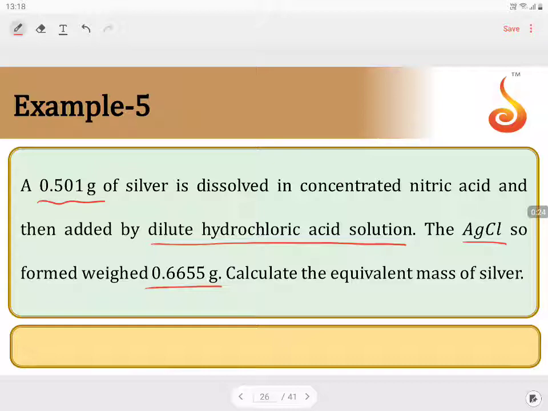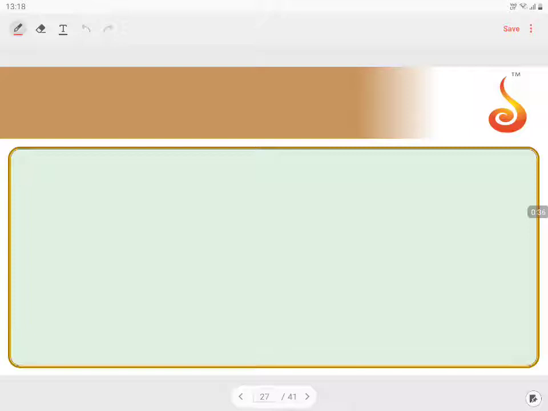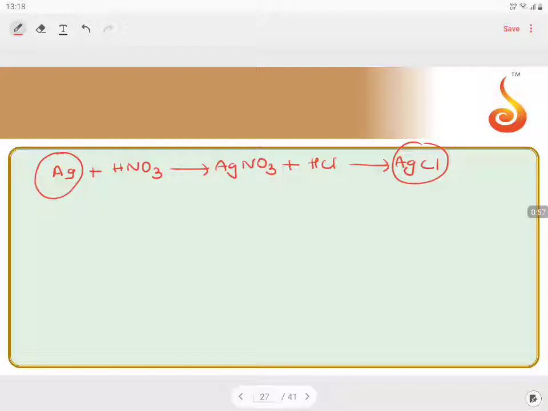Now you see here Ag is 0.501 grams, giving you AgCl 0.6655 by a sequence of reactions. Let us see. Ag is dissolved in nitric acid. So after reacting with nitric acid, it forms AgNO3. After treating with HCl, it forms AgCl. So in the entire process, your Ag is converting into AgCl.